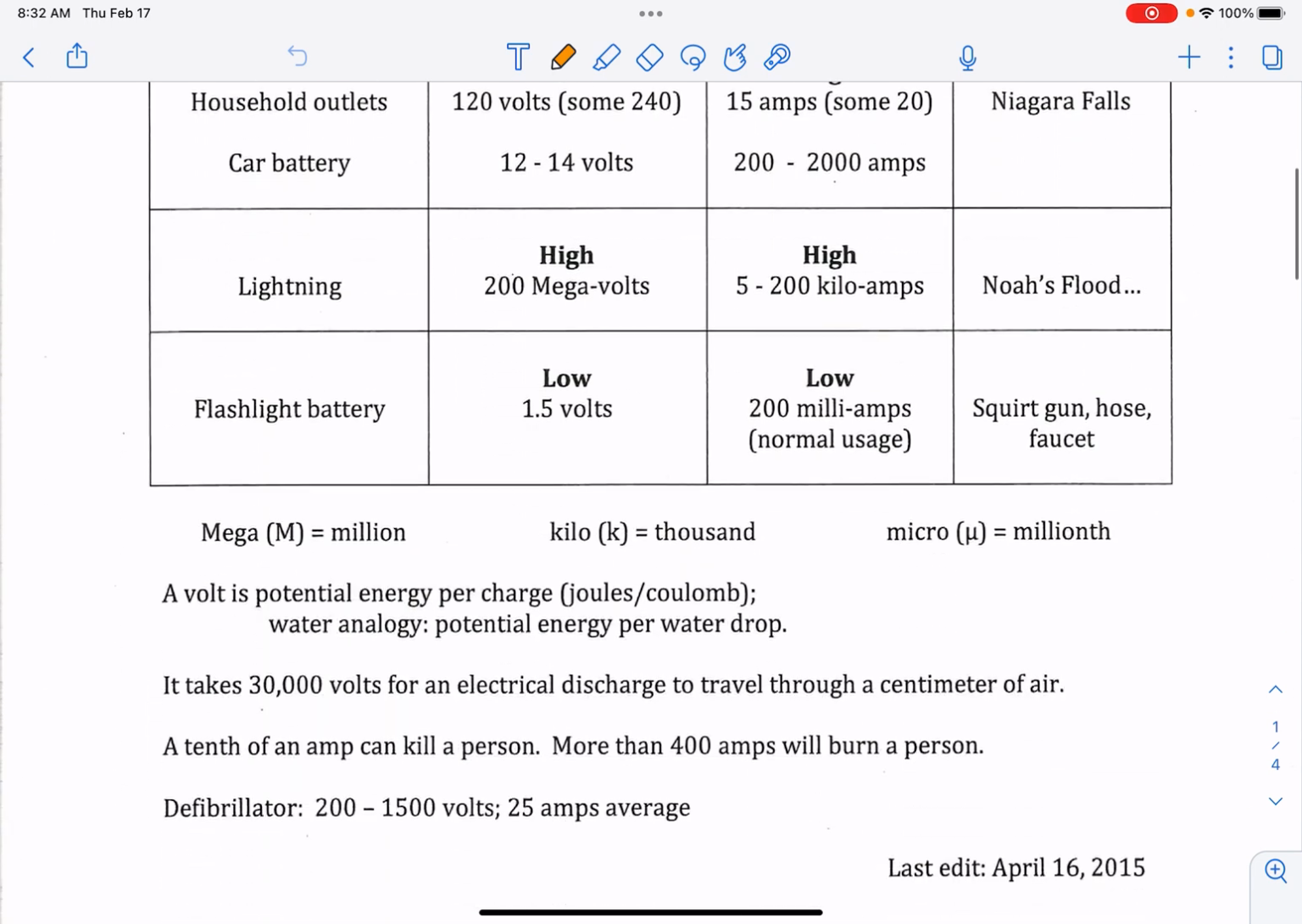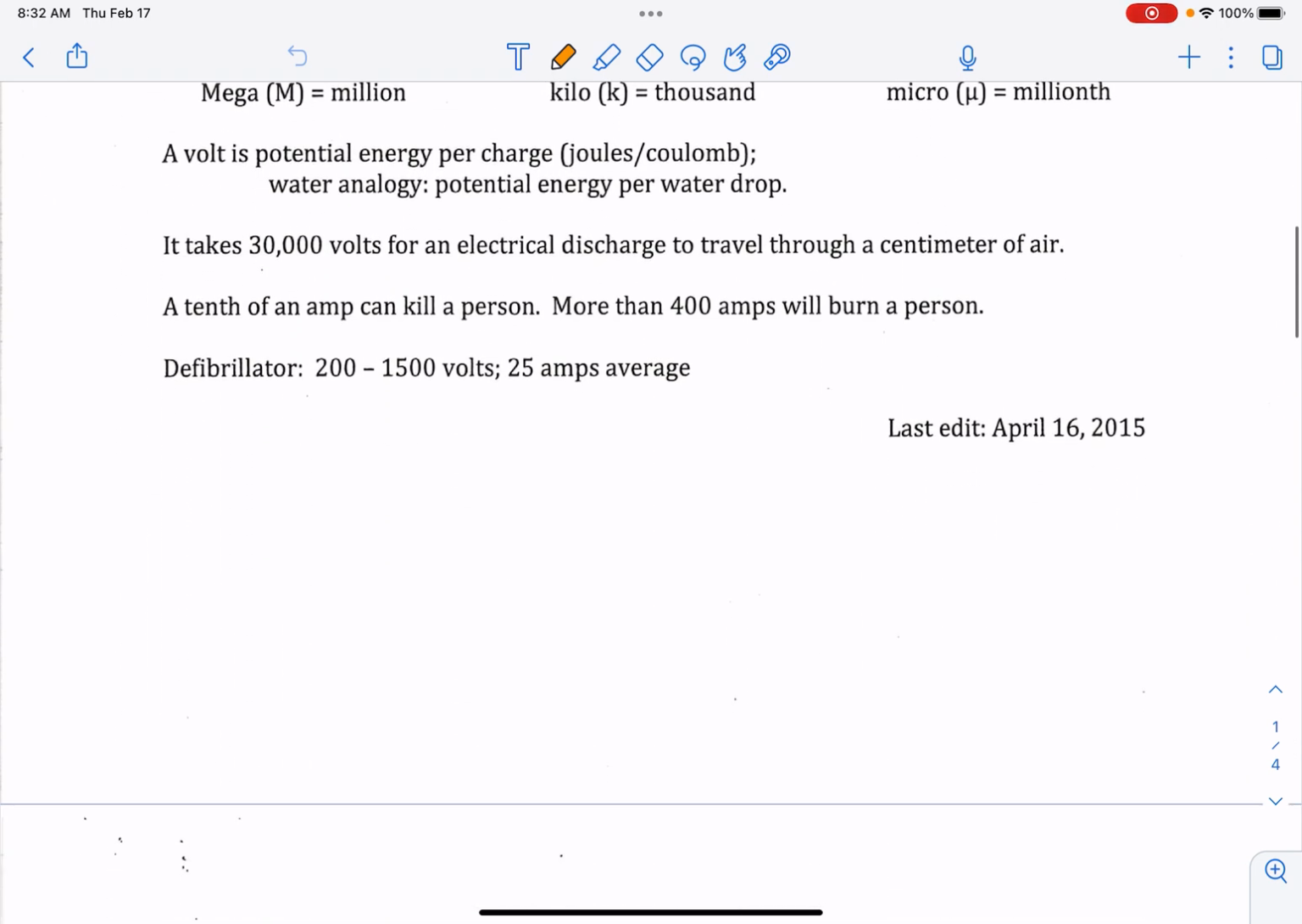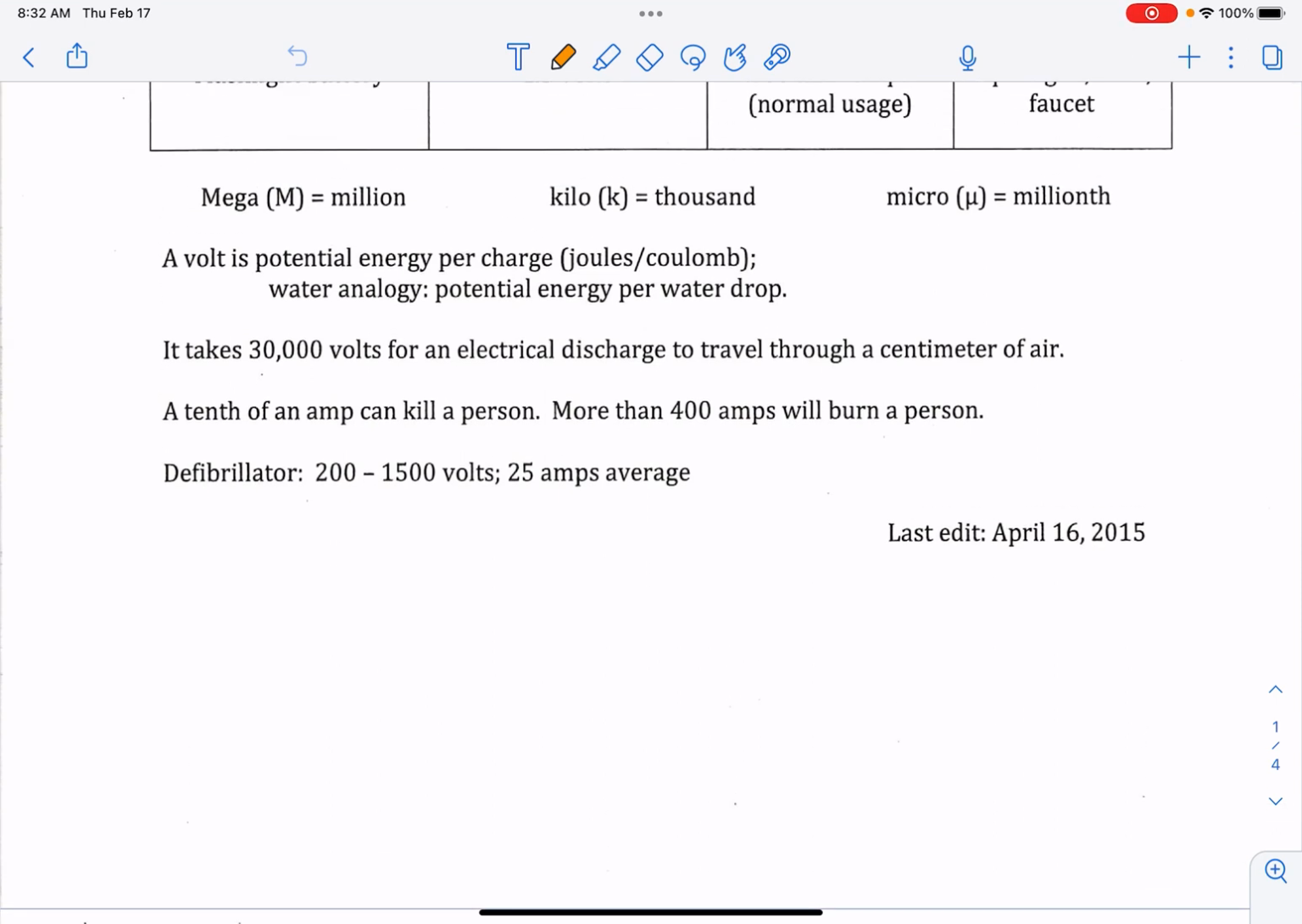Now, the other thing I want to talk about before we go to the next page, at the bottom of this page, is the fact that a volt then is potential energy per charge. So if you think of the units, joules per coulomb, right here. And the water analogy would be potential energy per water drop. But of course, the water drops actually move. The charge is not something physical that moves.